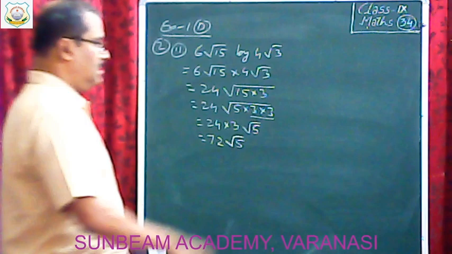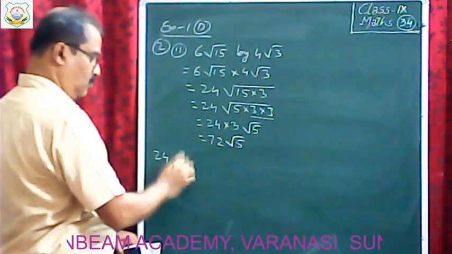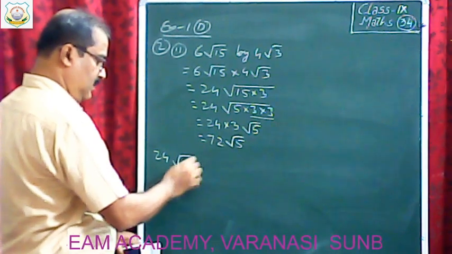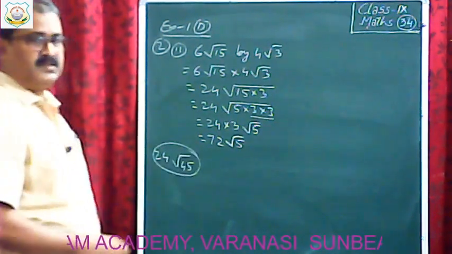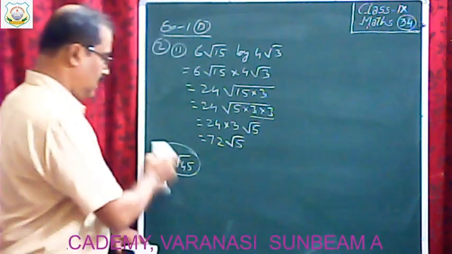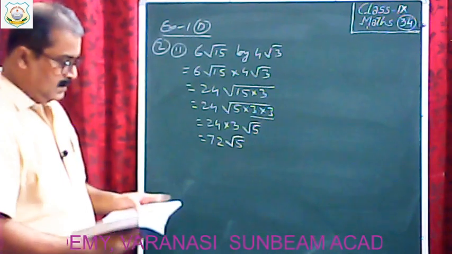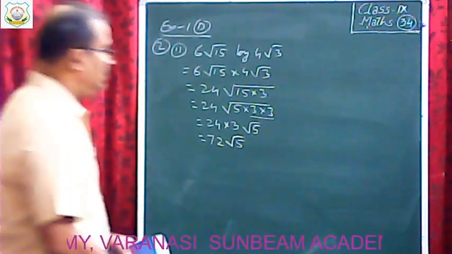Finally you have to write your answer in simplest form. Okay, if you write 24 root 45, 5 into 3 or 45, it is not simplest form. So in this way you have to make it simplest form and then you have to write final. Clear? For taking one division also.